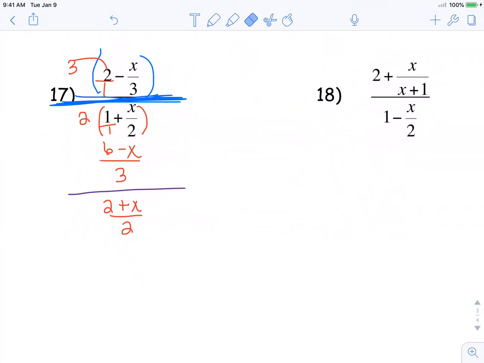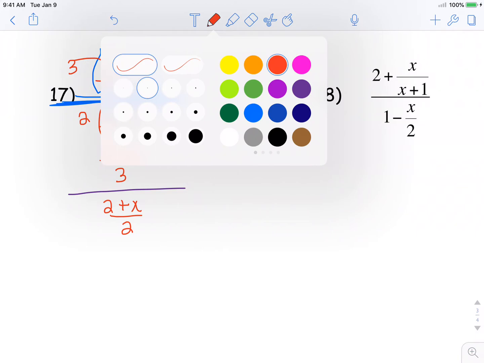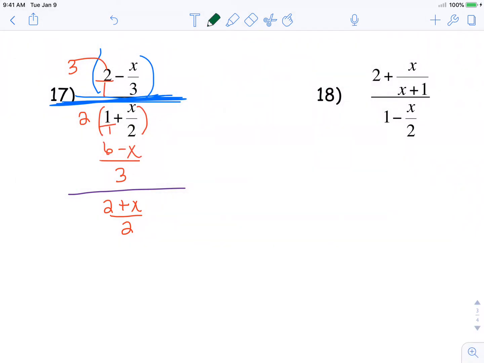So where do you go from here to finish simplifying the fraction? Jack, do you know where we would go from here? Yeah, you would do 6 minus x over 3 times 2 over 2 plus x. Yeah. So when you're dividing, you're really multiplying by the reciprocal. So we would take the denominator and flip it. That's what a reciprocal is. So it becomes 2 over 2 plus x. So this denominator is gone because we've changed it to multiplication.